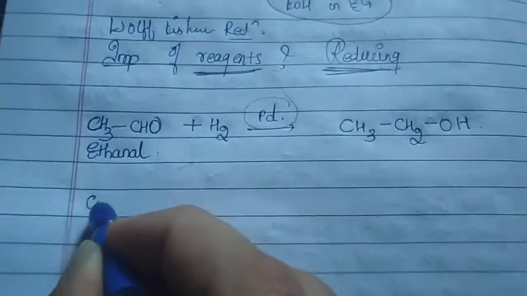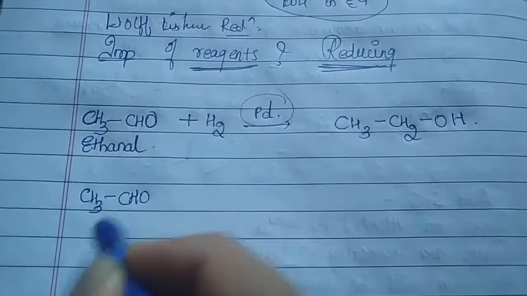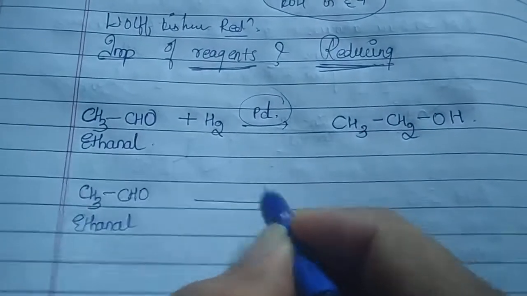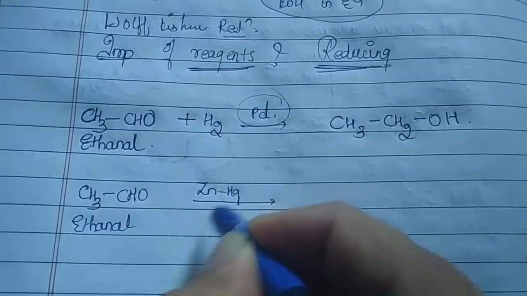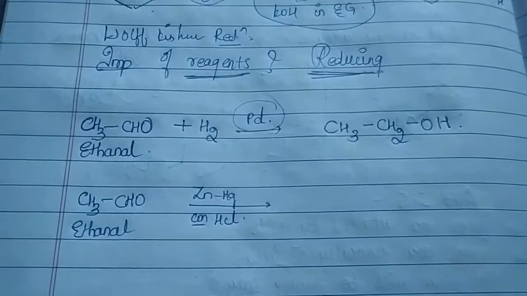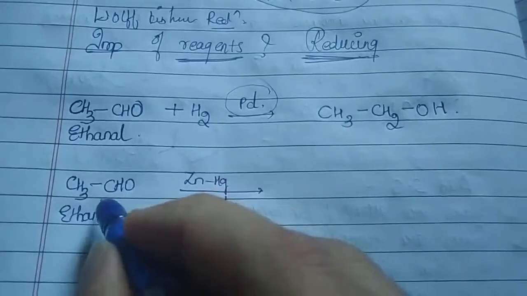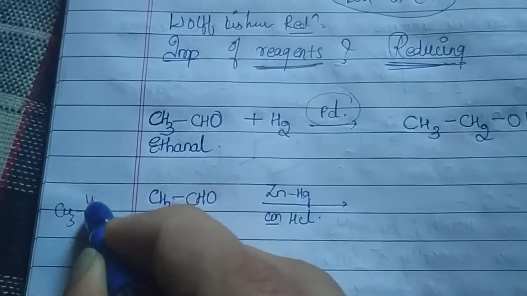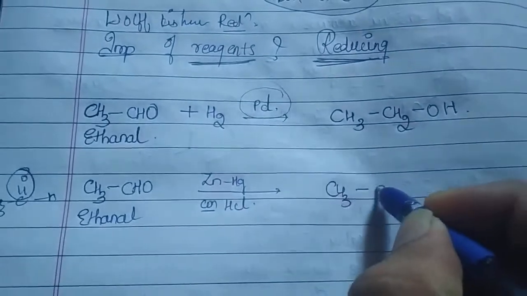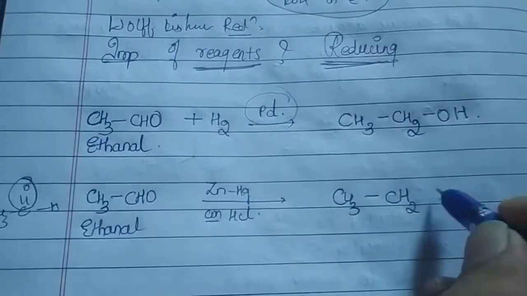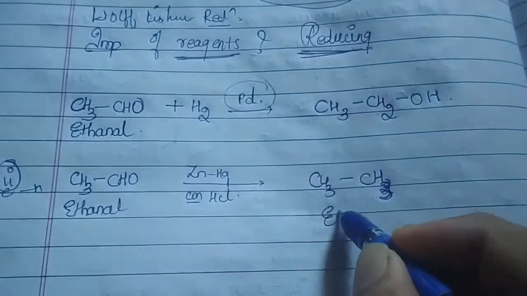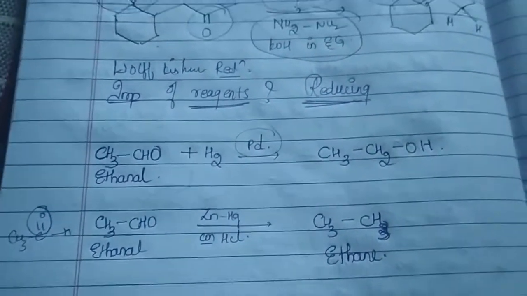Let me take today's concept. That is CH3CHO, the same ethanal. It is also undergoing the addition of hydrogen, but through the medium of what? Zinc amalgam in concentrated HCl. So what you're going to get, if I write it, CH3C double bond O and H. This part has been reduced to CH2, and this H will remain. So CH3CH3. Yes or no? What is it? Ethane. I am getting ethane. Can you see the difference?